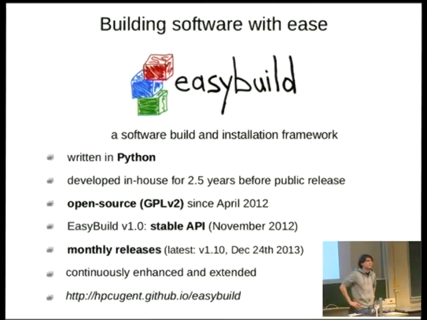EasyBuild has been developed in-house for 2.5 years before we made it public. It was completely rewritten with good practices in mind and released as open source in 2012. Then we finally got the state API in November. And since then we're doing semi-monthly releases, not monthly. And we're working on this continuously because our users keep requesting us to install software. Other teams are requesting to add features. So we try to release frequently.